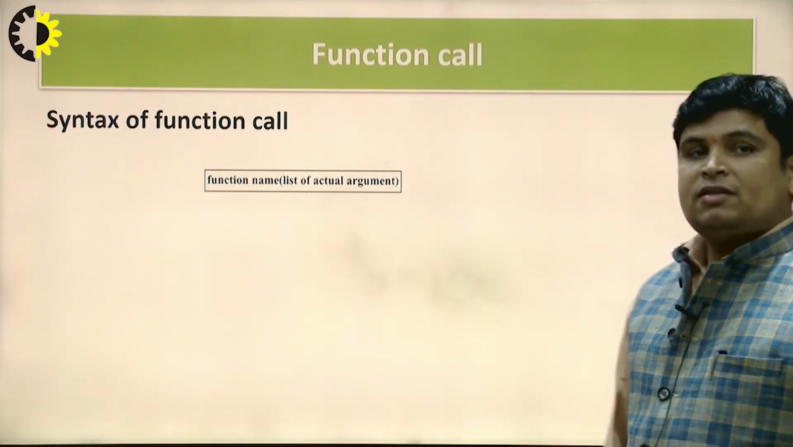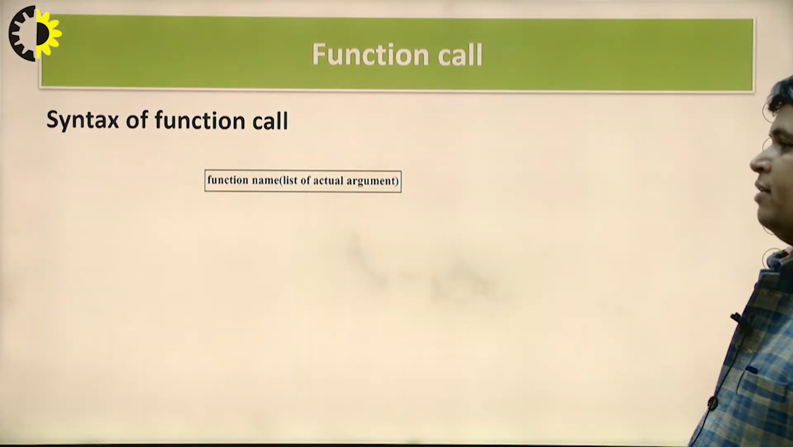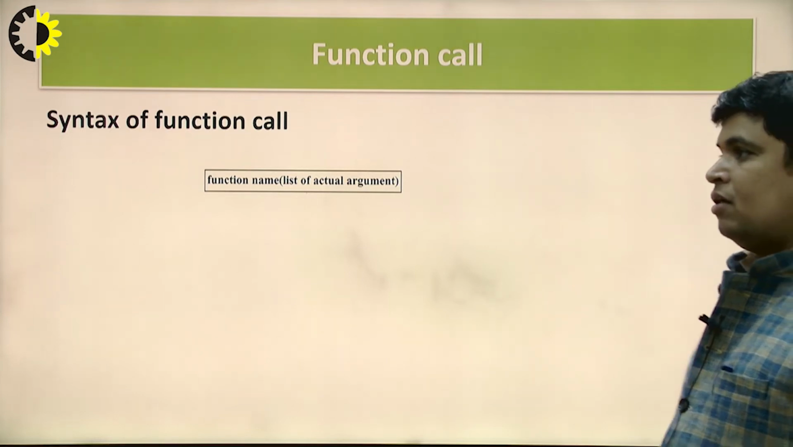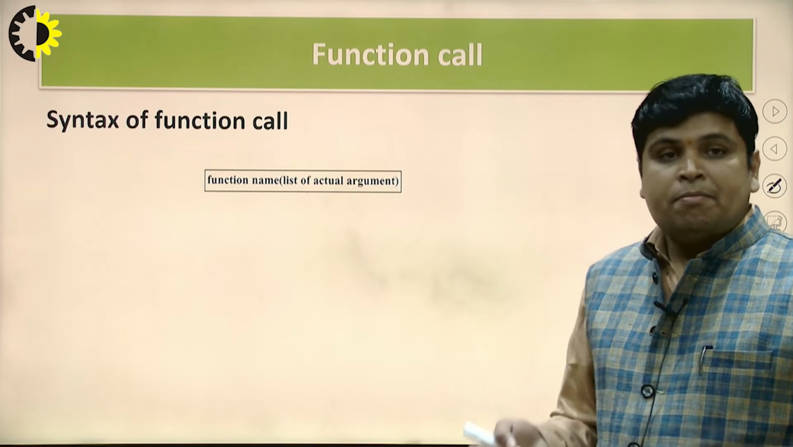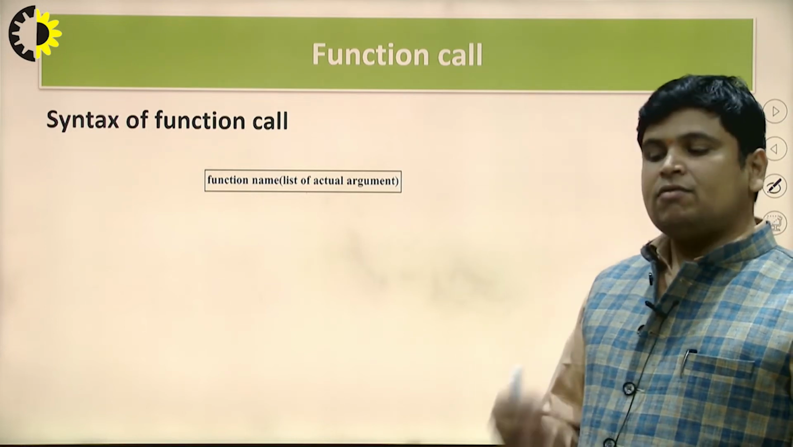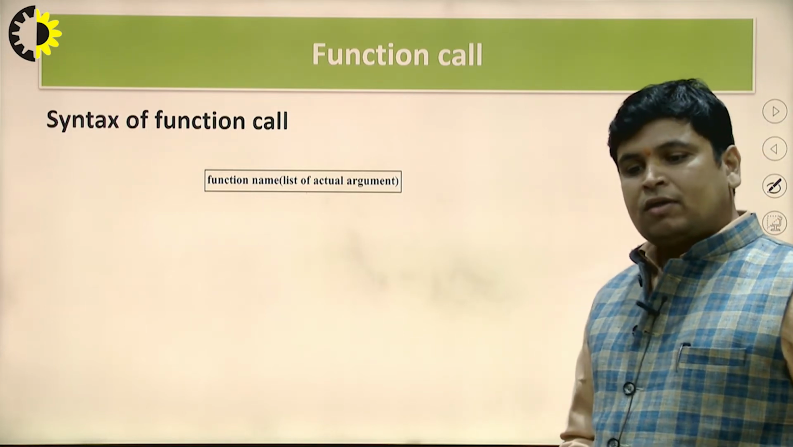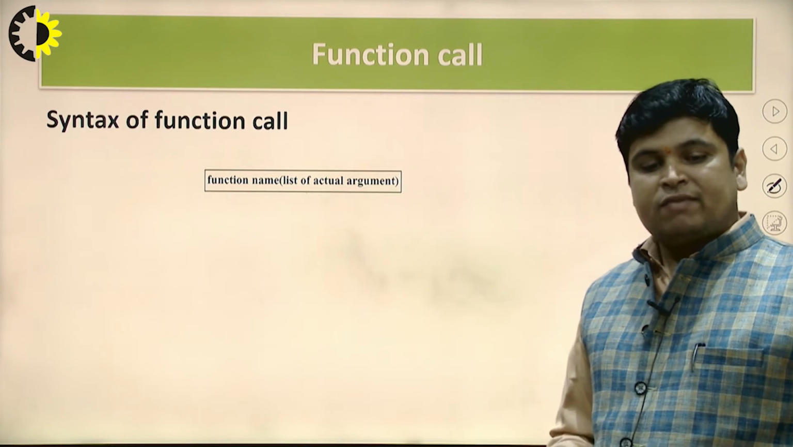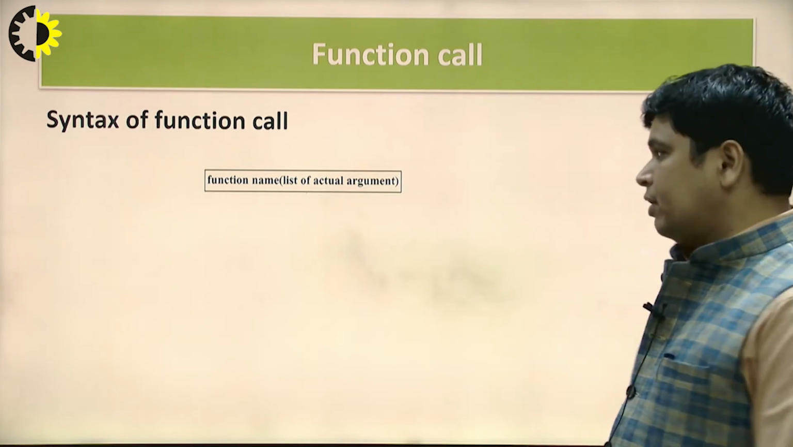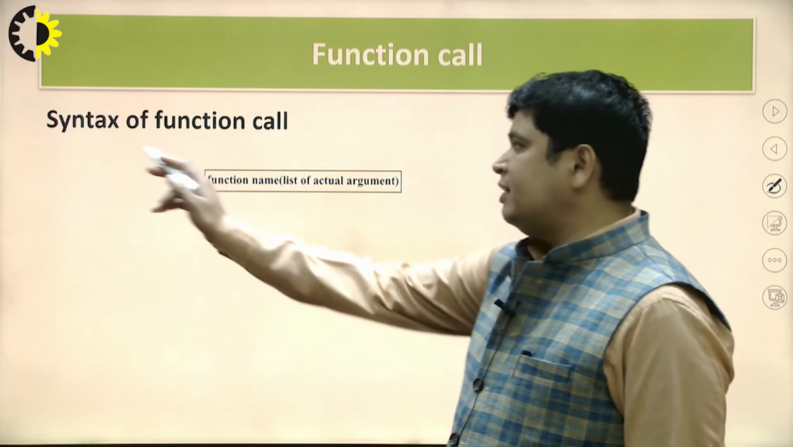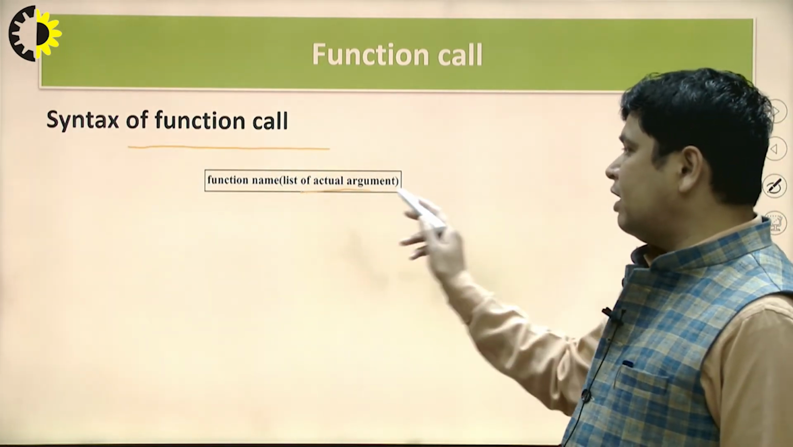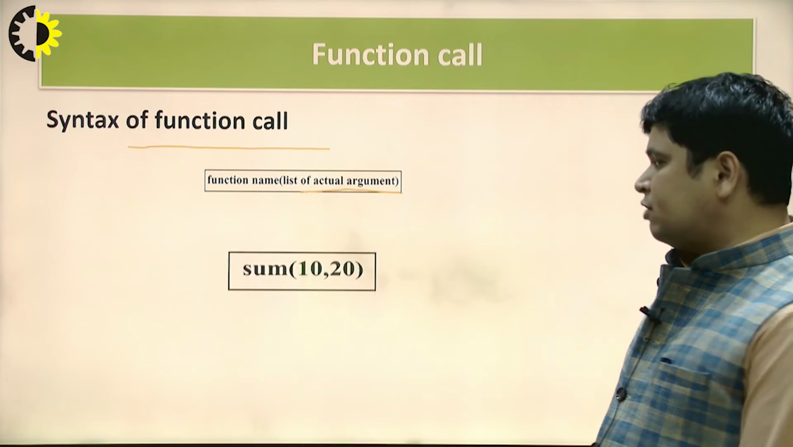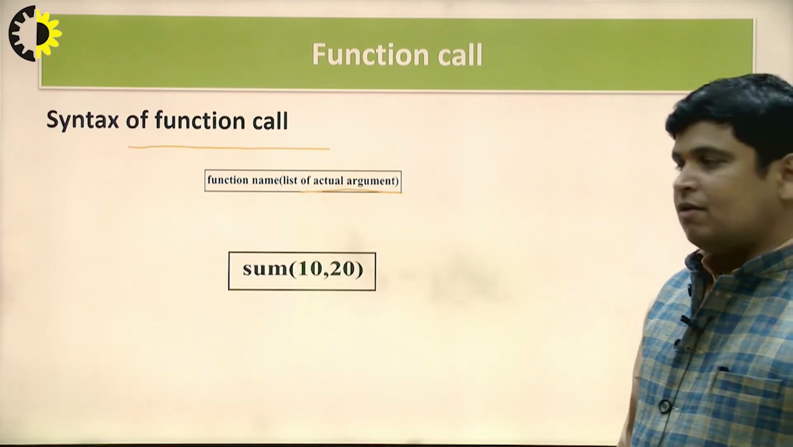Now, the second most important thing is the function call, because without a function call, the function definition has no impact. When the function is called, the actual working of the function definition will be executed. The syntax of a function call is the function name and a list of actual arguments. This is the actual representation of how we can call the function.